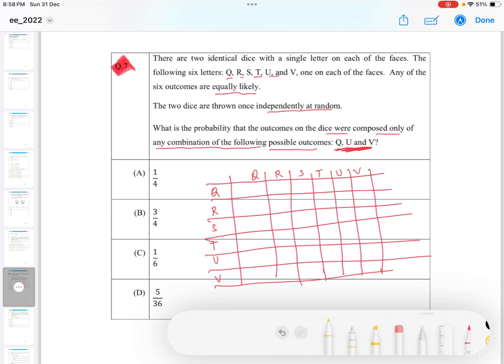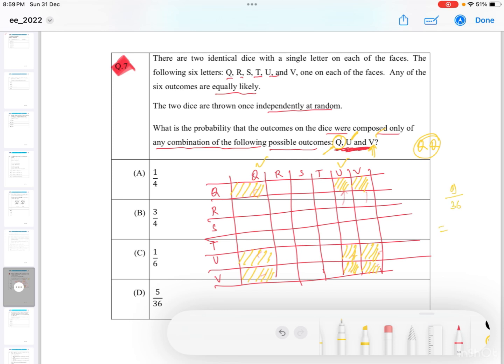The combination could be maybe with the Q we can have U and V, right? So with this Q we can have this U and this V, and with Q itself, so this is also possible. And with the U we can have this Q and V. With the U we can have this Q, and with the U we can have this V, and with U itself is also possible, so we can have this. And with the V we can have Q, with the V we can have U, and with the V we can have V also, so VV is also possible. So these are 1 2 3 4 5 6 7 8 9, so a total of 9 out of 36 such combinations are possible.